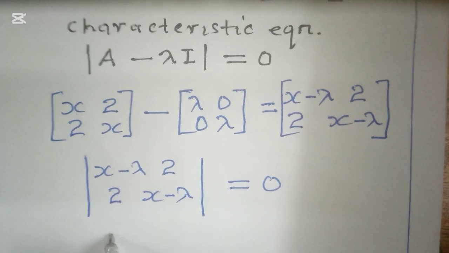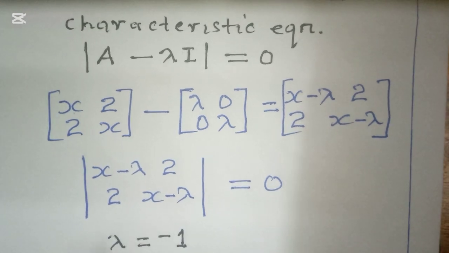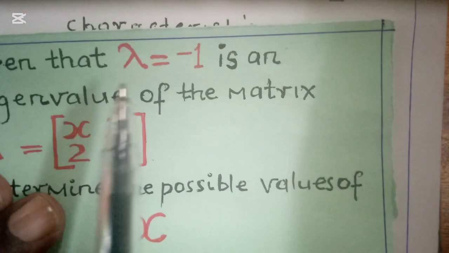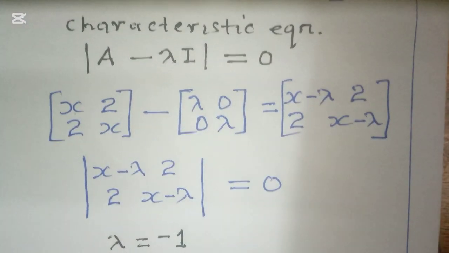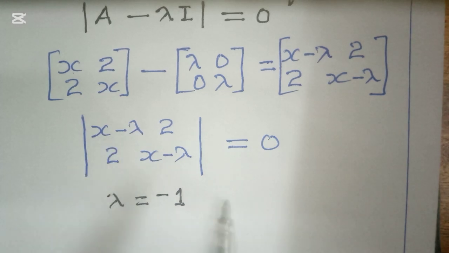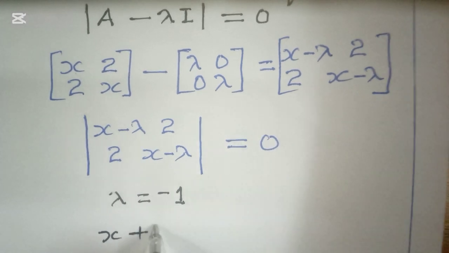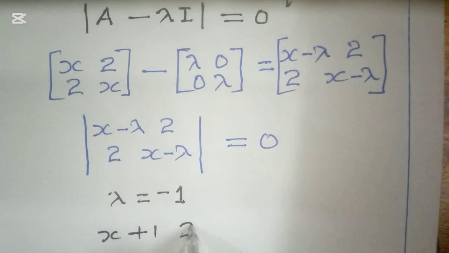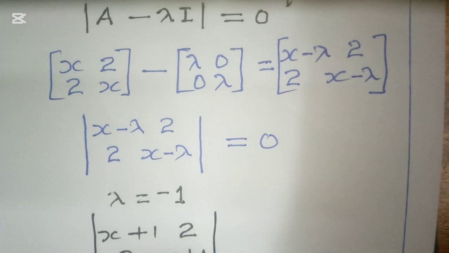As we know, we are saying that lambda equals -1. That is from our question, as you can see here: given that lambda equals -1. So I can come and replace for that. And so I'll get x minus (-1), which is x plus 1. Here we have 2, here we have 2, and x plus 1. So all that should give us 0.